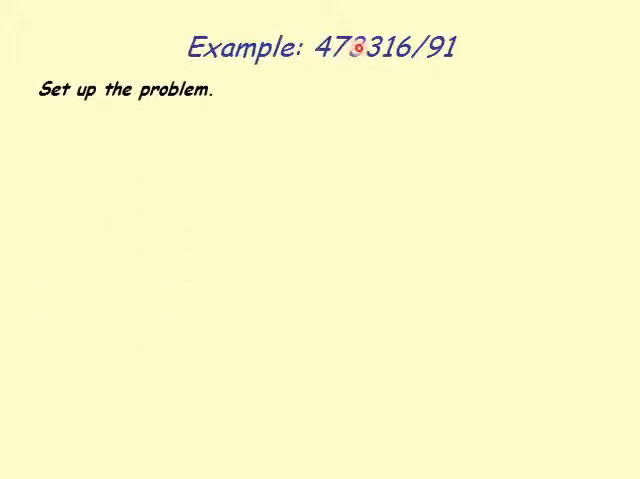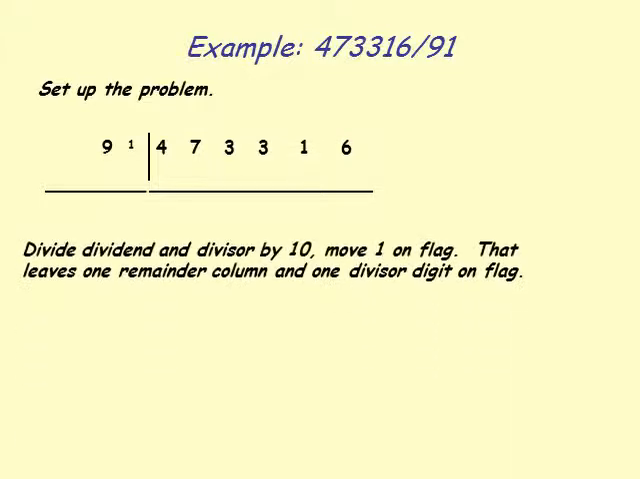The example is 473316 divided by 91. Let's set up the problem here: 91 for the divisor and 473316 for the dividend. So we divide the dividend and divisor by 10. Move one digit, this one, onto the flag, and that leaves one remainder column and one divisor digit on the flag. Got that?